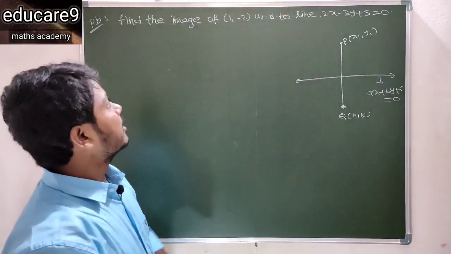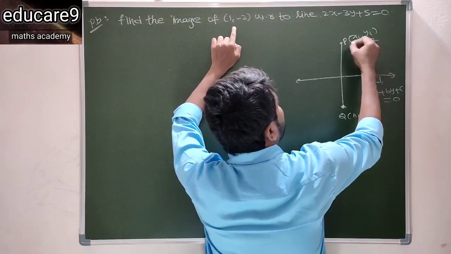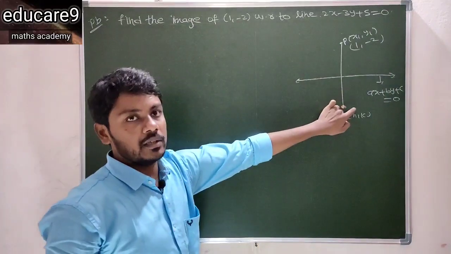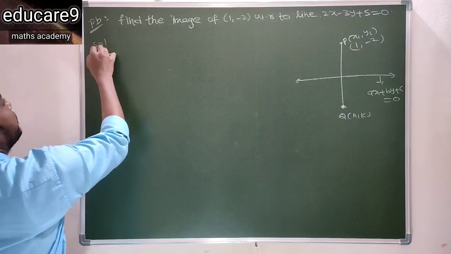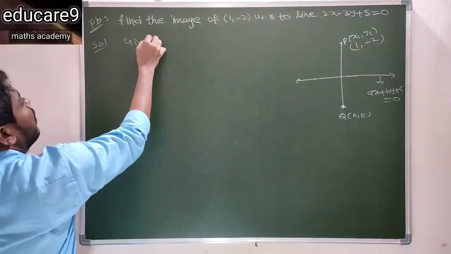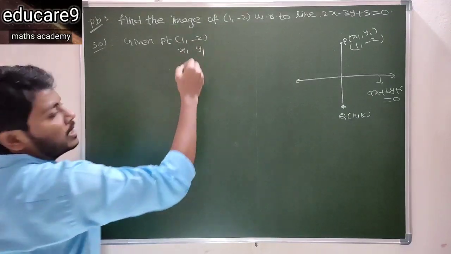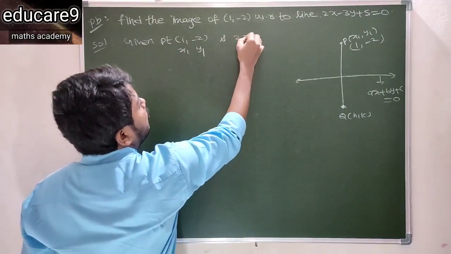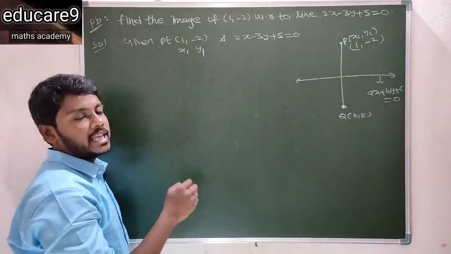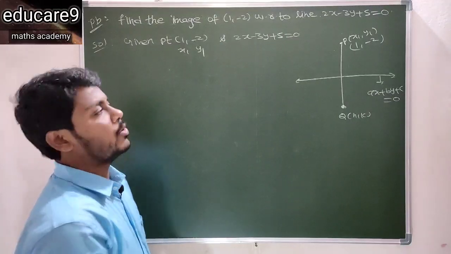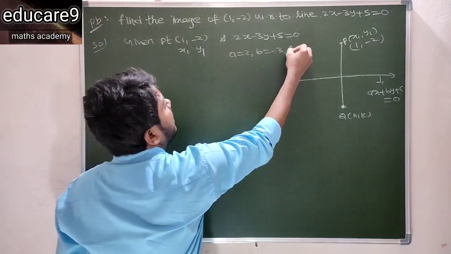Okay. Now see here, image of the point. So P (x1, y1) is given, that is (1, minus 2), with respect to the line. So you need to find the point Q. So see here, solution. Given point (1, minus 2), this is x1, y1, and line 2x minus 3y plus 5 equals 0. So comparing with ax plus by plus c equals 0, you will get a is 2, b is minus 3 and c is 5.